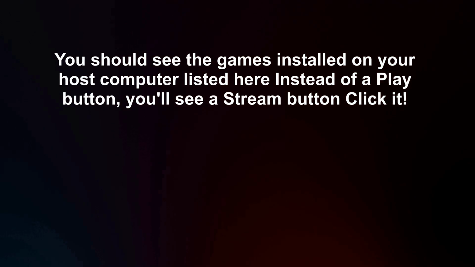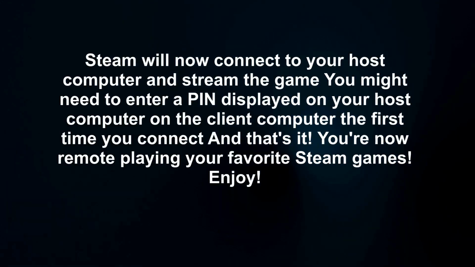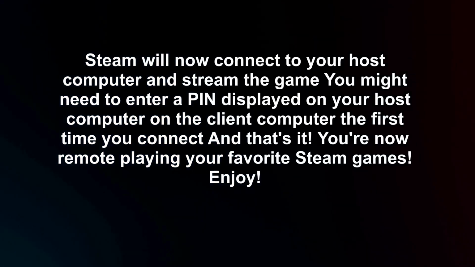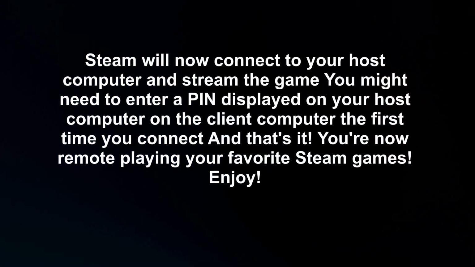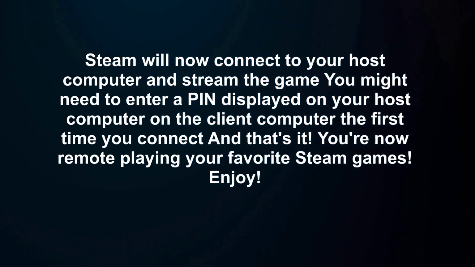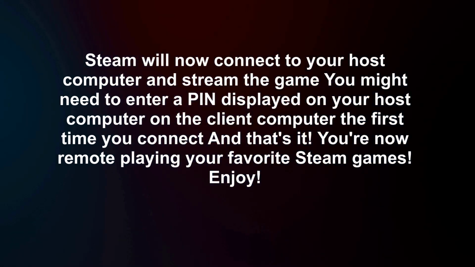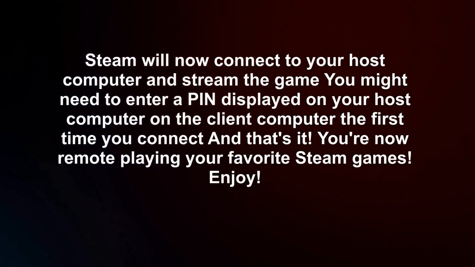Instead of a play button, you'll see a stream button. Click it. Steam will now connect to your host computer and stream the game. You might need to enter a PIN displayed on your host computer on the client computer the first time you connect, and that's it. You're now remote playing your favorite Steam games.